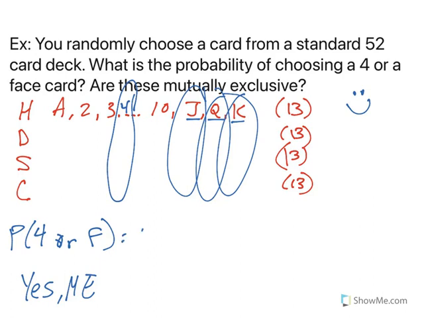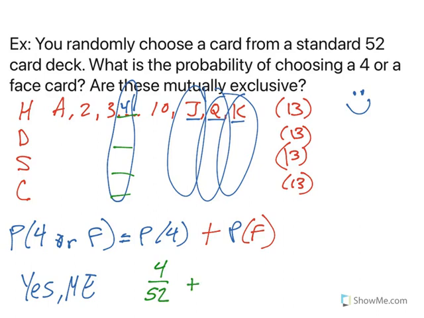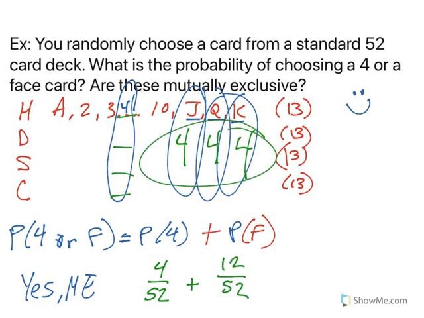Okay, so now we're looking at the probability of choosing a 4 or the probability of choosing a face card. So how many 4s are there? Well, there's a 4 of hearts, 4 of diamonds, 4 of spades, 4 of clubs, so 4 out of 52. Face cards, there are 4 jacks, 4 queens, and 4 kings. So there are 12 total face cards. Because remember, there's 1 of each suit, so there's 4 jacks, 4 hearts, 4 diamonds, 4 spades, 4 clubs, and then the same for queens and kings.